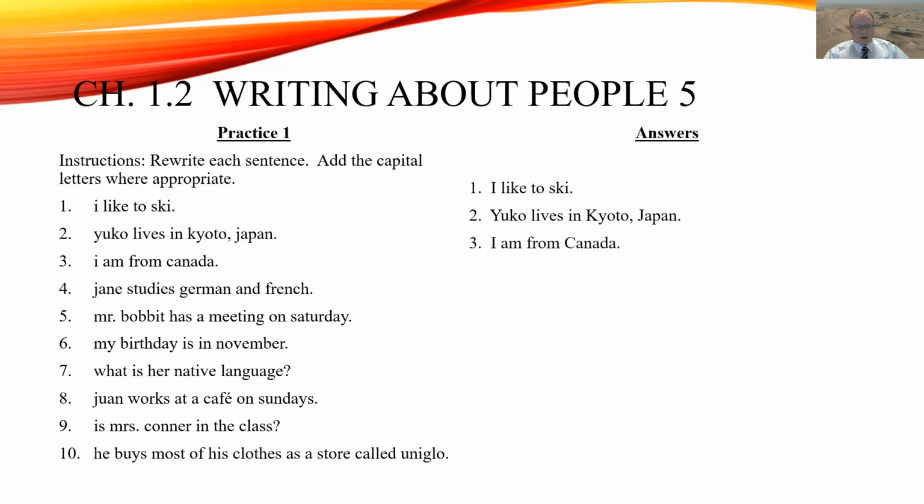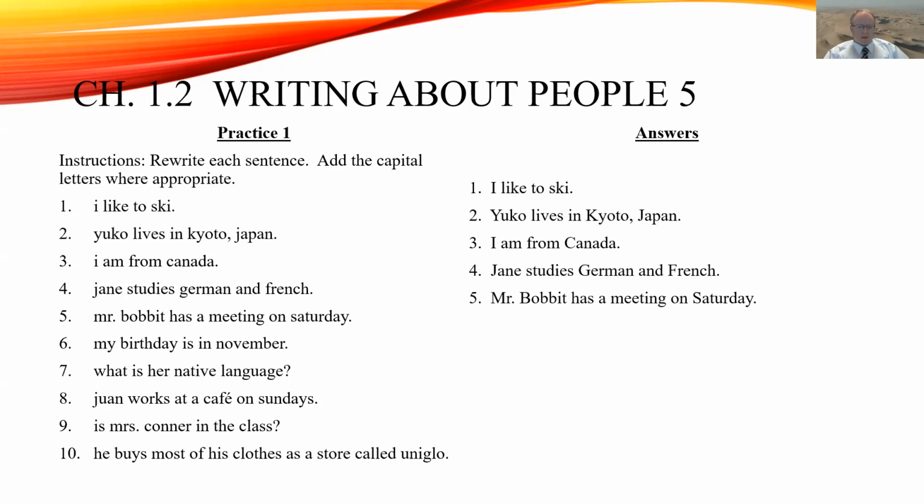And for number 3, I am from Canada, capitalize the pronoun I, and also the country Canada, so capitalize the C in Canada. And for number 4, make sure you capitalize J in the name Jane, and capitalize German and French as they are languages. For number 5, let's capitalize the M in Mr. and the family name Bobbitt, we need to capitalize the first B. And with days of the week, make sure you capitalize the first letter, in this case Saturday, capitalize the S.